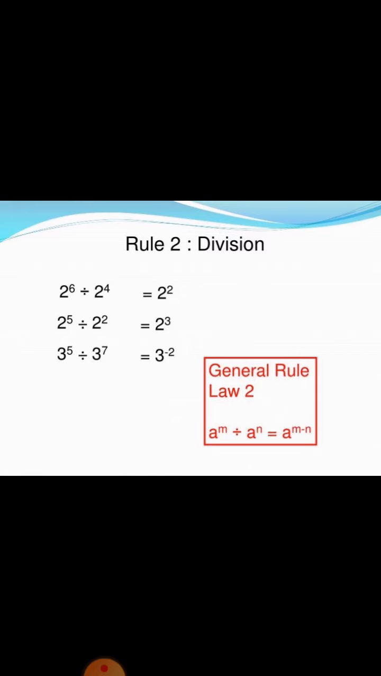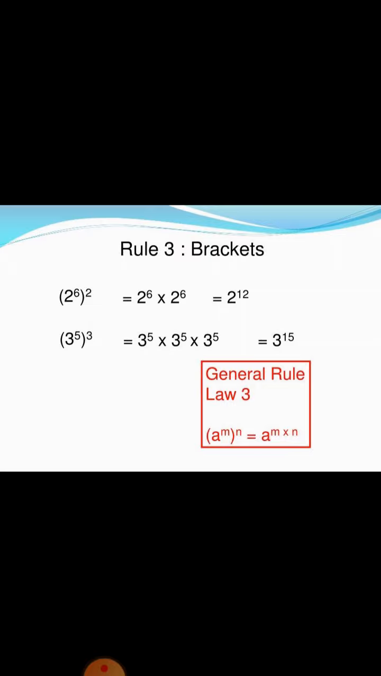Next, we discuss the division rule. For example, 2 raised to power 6 divided by 2 raised to power 4. In this rule, we have the same base. When we divide, the simple method is to subtract the powers of these numbers. Here we subtract 6 minus 4, we get 2, and we write 2 raised to power 2.